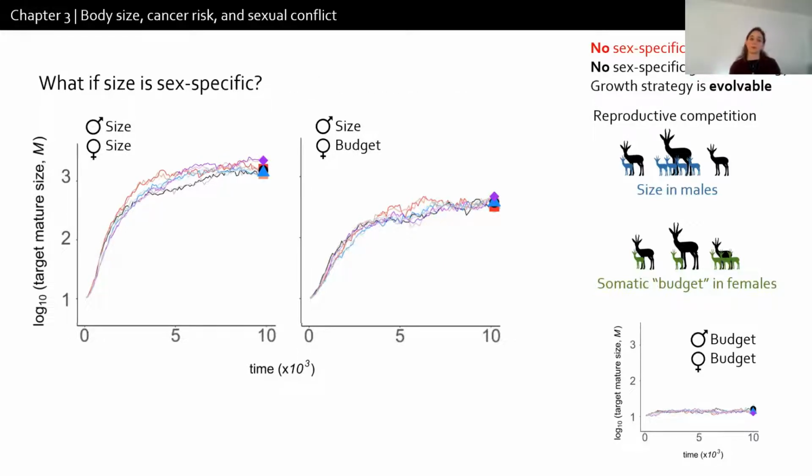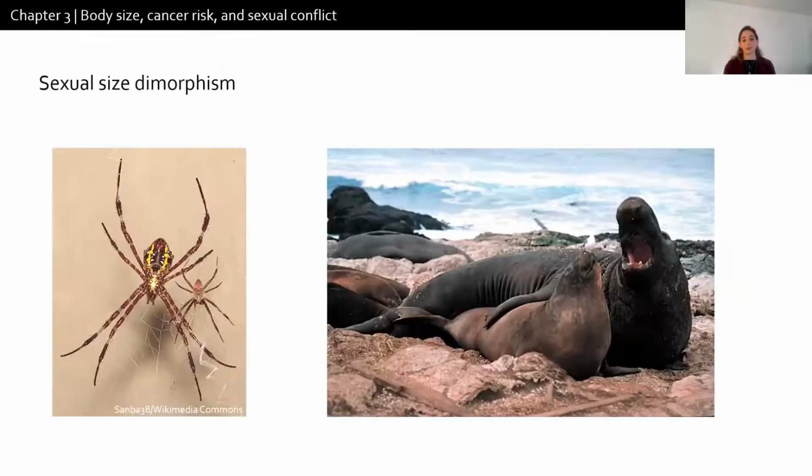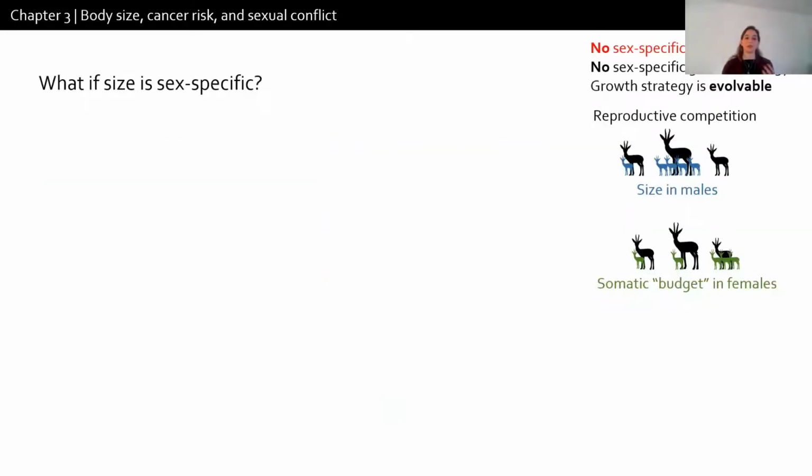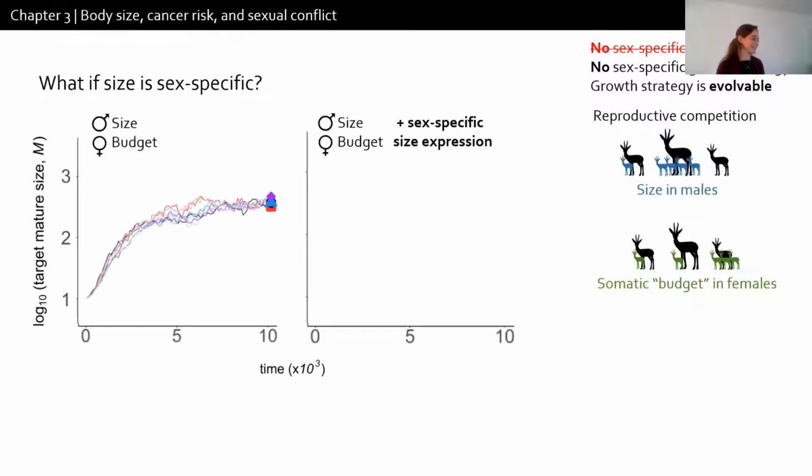But so far, we assumed both sexes were expressing the same size, using the same alleles to determine their size. And then the next question is, what if size is sex-specific? There are various examples of this in nature. There are a lot of species with sexual size dimorphism. So here I'm interested in modeling this.